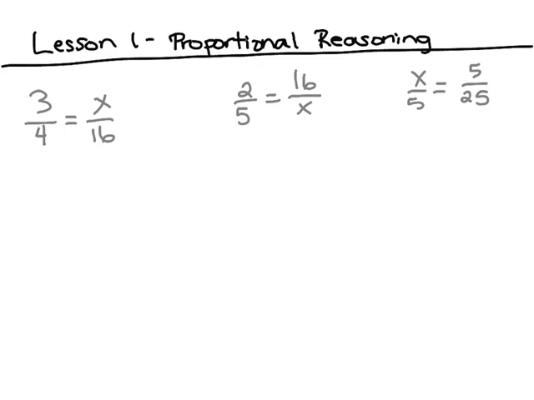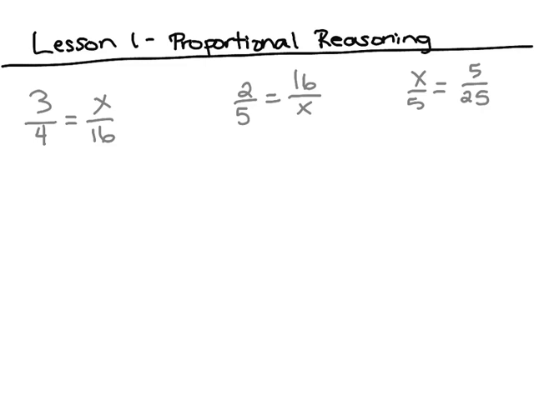Proportional reasoning. So a proportion is when you have two fractions that are set equal to each other. And the reasoning part is when you have an unknown value and you wish to solve for it. You reason through it and you solve for x. So we have three proportions here. We want to solve for the unknown value, which is our x.